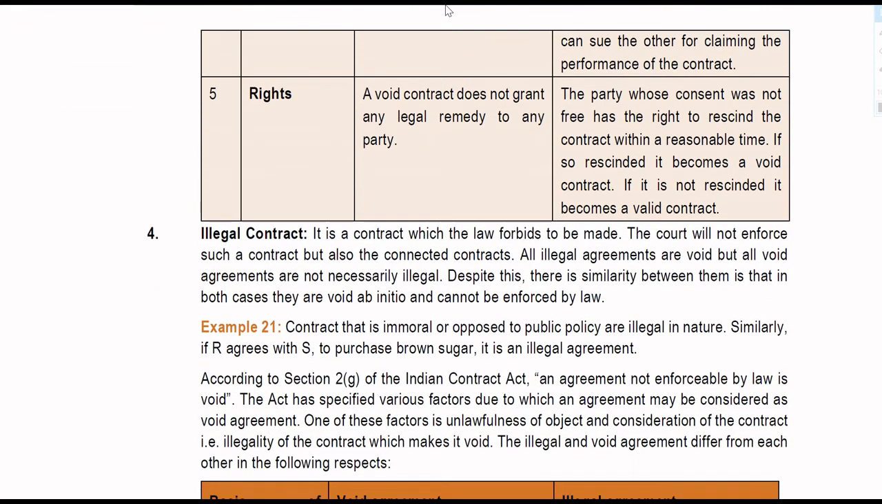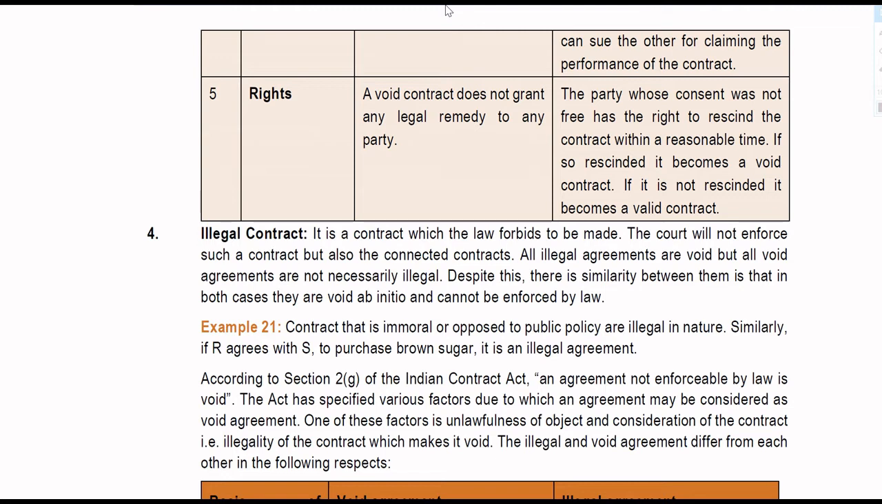Illegal contract. Point number 4. It is a contract which the law forbids to be made. The court will not enforce such a contract, nor the connected contracts. All illegal agreements are void, but all void agreements are not necessarily illegal. Despite this, the similarity between them is that in both cases they are void ab initio and cannot be enforced by law.